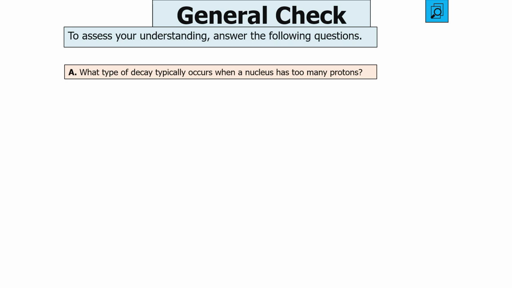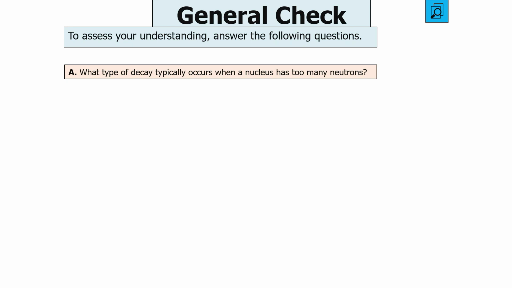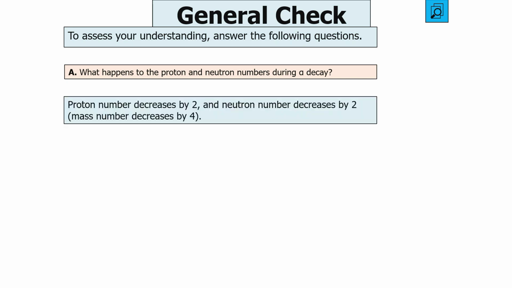What type of decay typically occurs when a nucleus has too many protons? You would either get beta plus decay or electron capture. What type of decay typically occurs when a nucleus has too many neutrons? Beta minus decay. What happens to the proton and neutron numbers during alpha decay? The proton number would decrease by 2 and the neutron number decreases by 2, so the mass number decreases by 4.